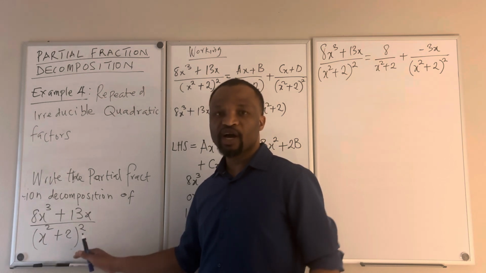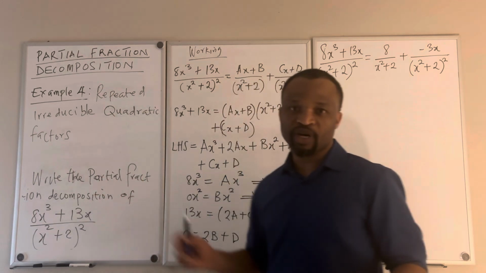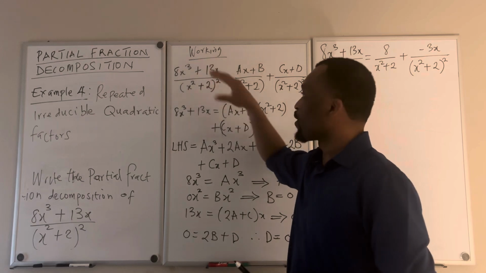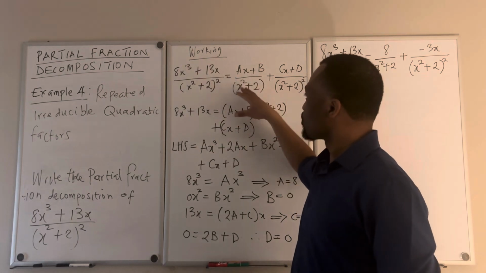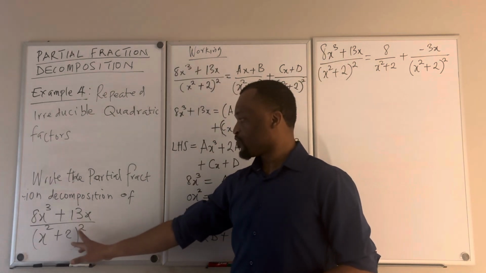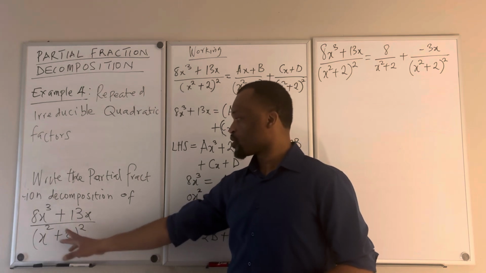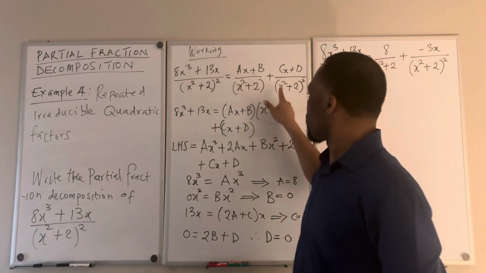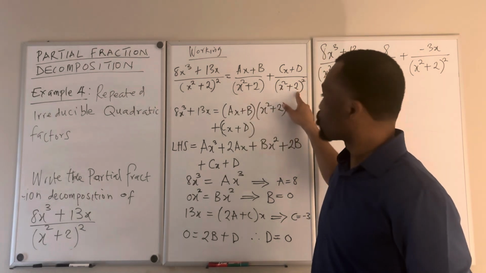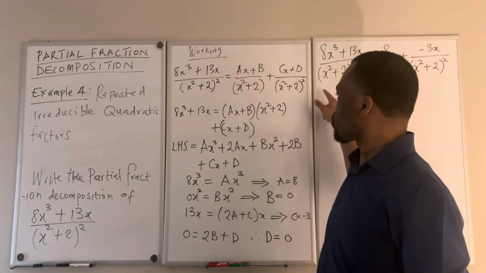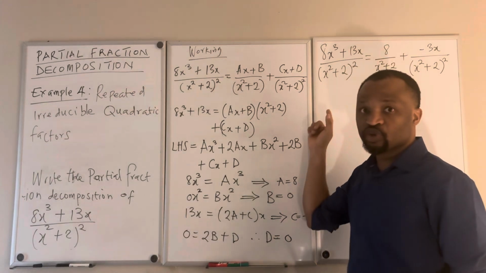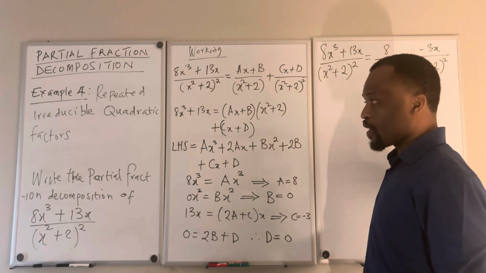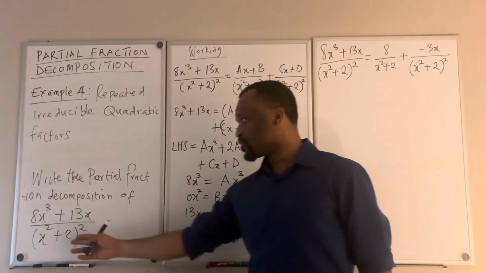But the question is, how do we treat it in terms of decomposing it into parts? We write the right hand side starting with (x^2 + 2) raised to the power 1. The next one will be (x^2 + 2) raised to the power 2, the next (x^2 + 2) raised to the power 3, and on and on in that order up to the power n. That is how we treat this.